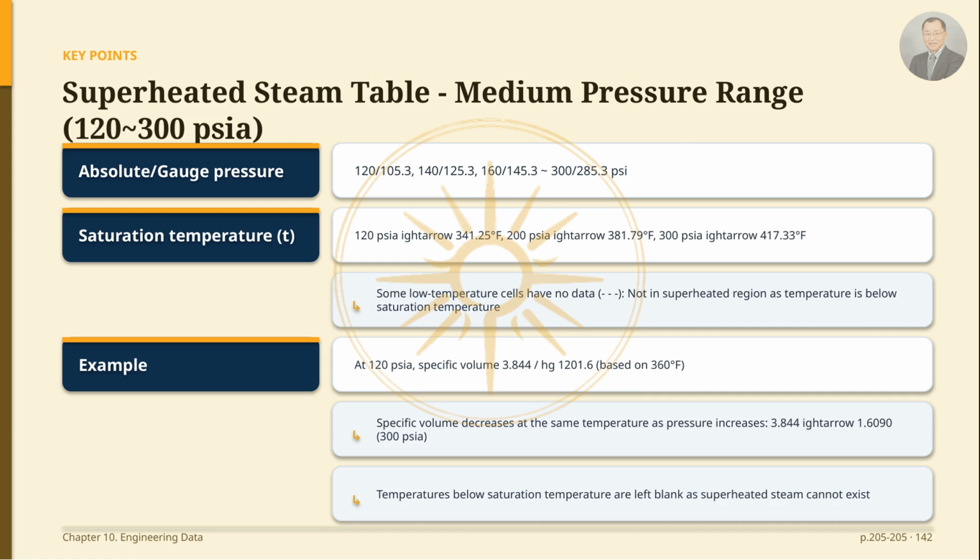There is an important tip for reading this table. You'll see cells marked with dotted lines or left blank. This is because those temperatures are lower than the saturation temperature for that pressure, meaning the steam cannot exist in a superheated state. Looking at an example with data, at 120 psi and 360 degrees, the specific volume is 3.844, and the total heat is 1201.6. If you increase the pressure to 300 psi at the same temperature, you can see that the specific volume decreases significantly to 1.6090.